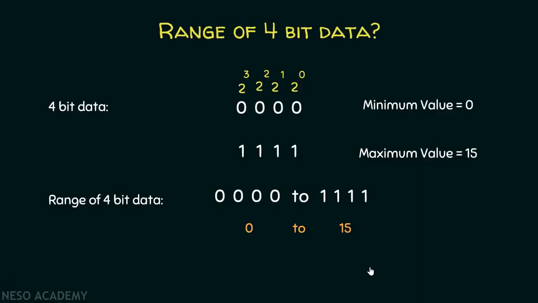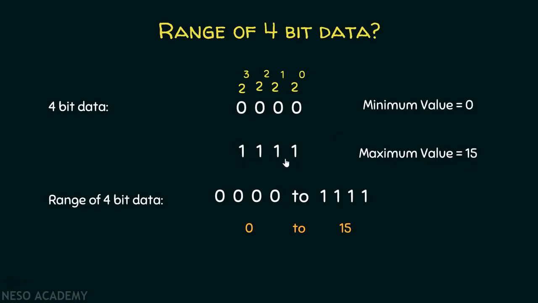Now what would be the range of 4-bit data? As we know, to calculate the range of any number, we have to know its minimum as well as maximum value. For 4-bit data, the minimum value is equal to 0 when all digits are 0, and the maximum value is equal to 15 when all digits are equal to 1.